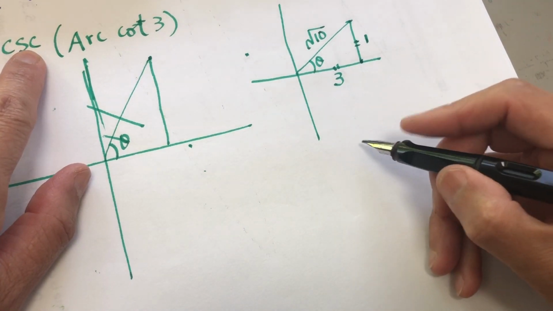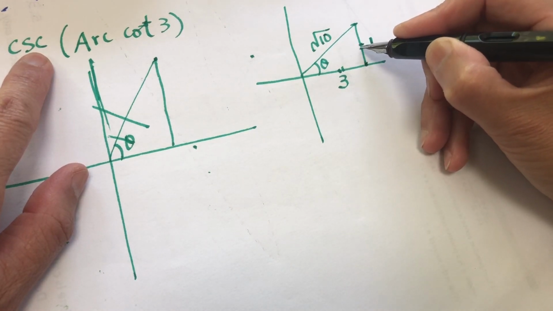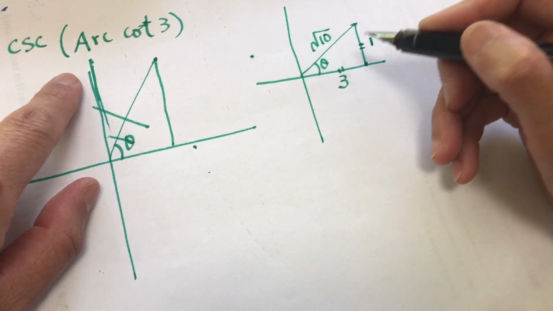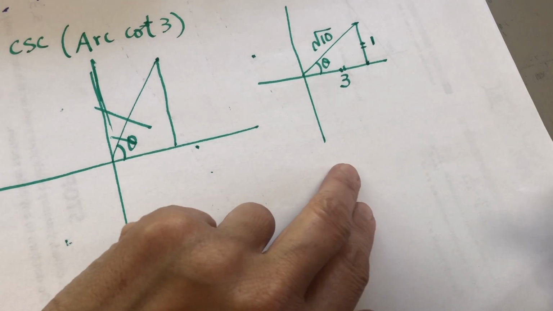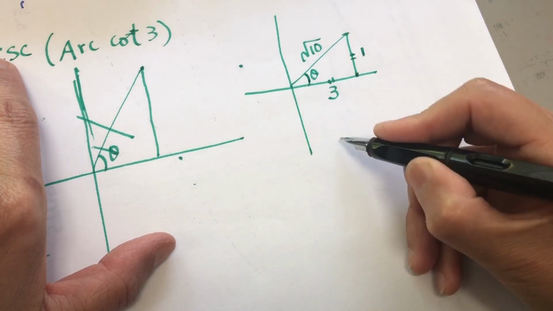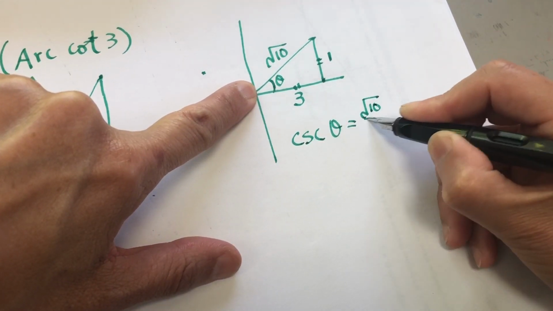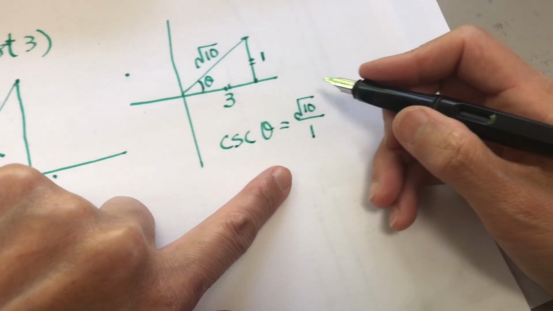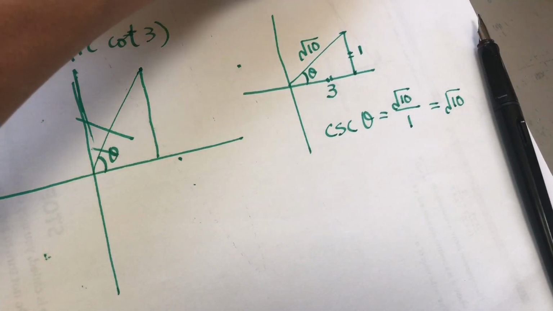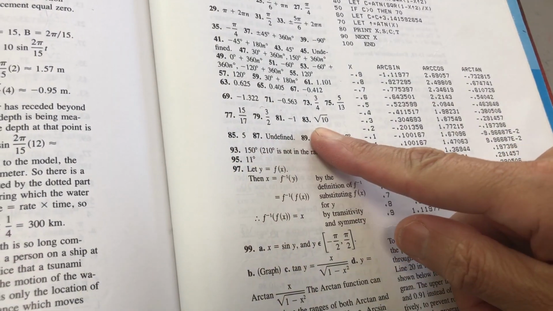Now we figure out the cosecant. You can write directly, cosecant is hypotenuse over opposite. Or you can do opposite over hypotenuse is sine, and cosecant is the reciprocal of it. Whichever way you feel comfortable. So cosecant theta equals root 10 over 1, equal to root 10. 83 is root 10. I need to take a look to prove. Yes, we are right again.